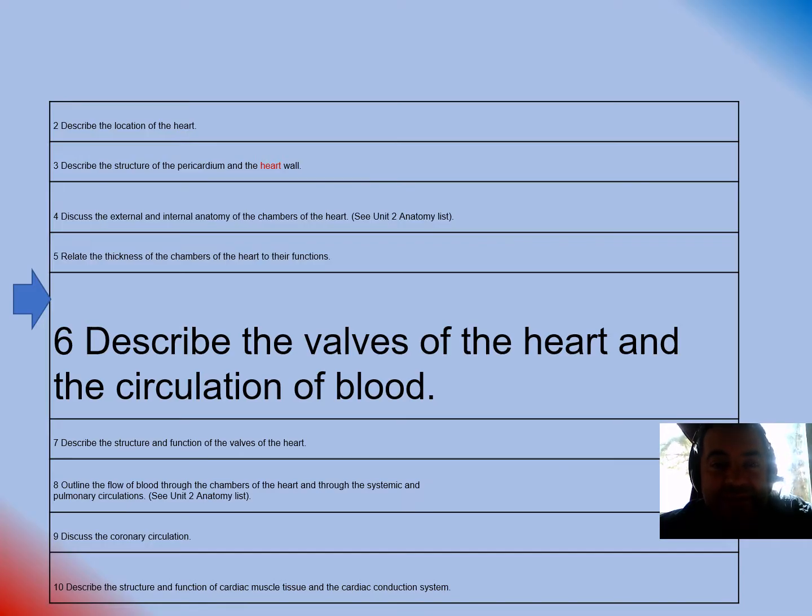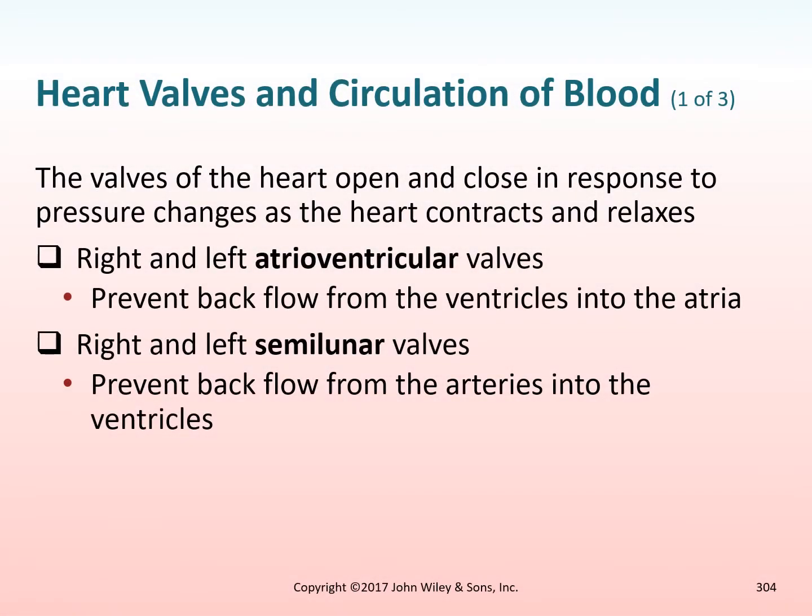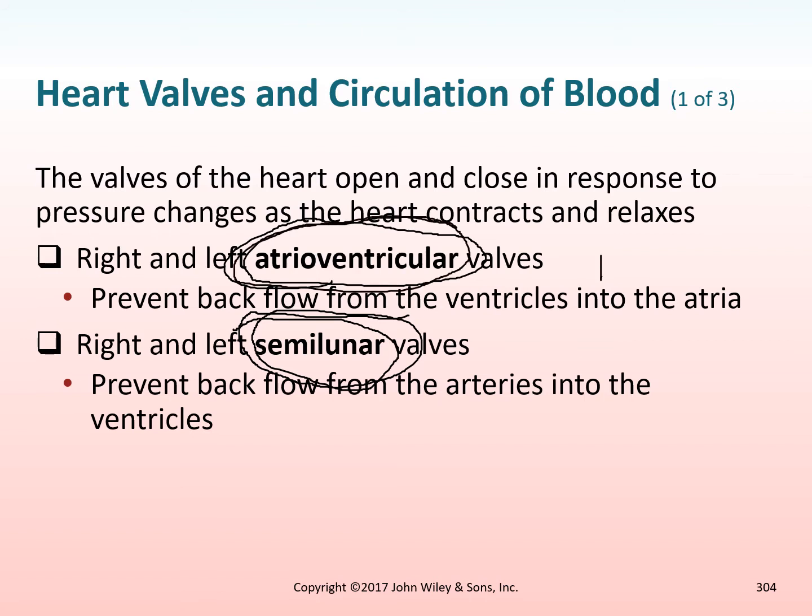Describe the valves of the heart and the circulation of blood. I personally call the valves preventricular and postventricular. The one after the ventricles are the pulmonic and aortic valves, and I call those postventricular. They're called semilunar. The others are called AV or atrioventricular because they're between the atrium and the ventricle. I call these preventricular valves. So my language is pre and post, left and right.